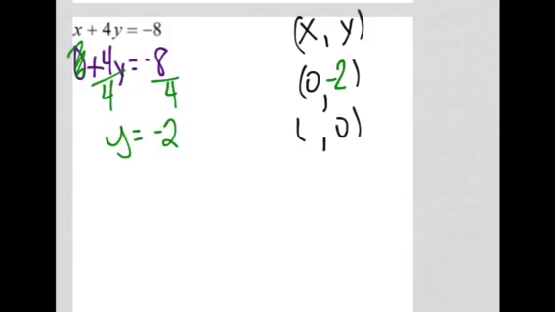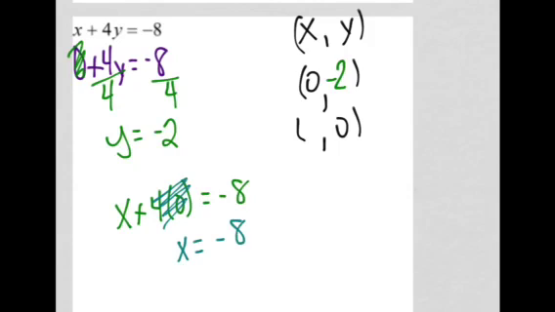So then I look and I fill in 0 for y. So I have x plus 4 times 0 equals negative 8. Well, like we talked before, anything times 0 is 0. So x is going to be negative 8.